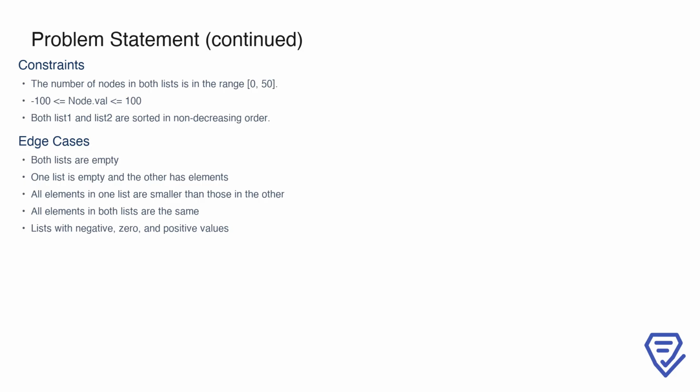Key edge cases to consider include when both lists are empty, when one list is empty and the other is not, when all values of one list come before or after the other in value, when the lists are made up of only identical values, and when there are negative, 0, or positive values. Thinking about these scenarios is crucial to ensure a robust and bug-free implementation.